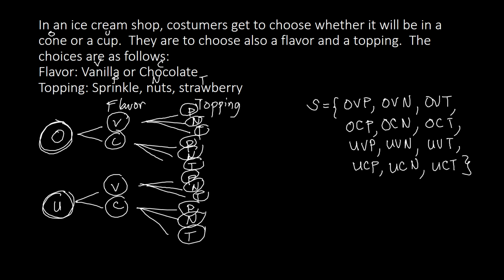So let's try to check. There are 12 outcomes here. So let's try to check if we are correct. For the first one, we are to choose between cone or cup. So we have two options. Times, there are two options for flavor. Times, we have three options for the toppings. So this is now 2 times 2 times 3, that's 12. So we are correct. So that is how you construct your tree diagram and write the sample space or the different possible outcomes.